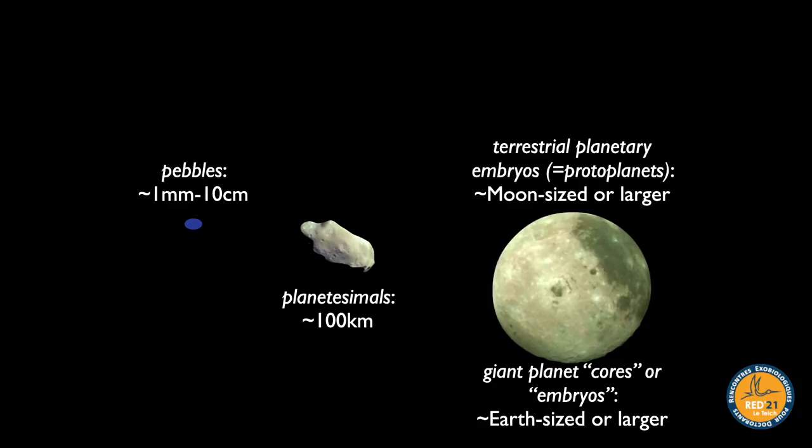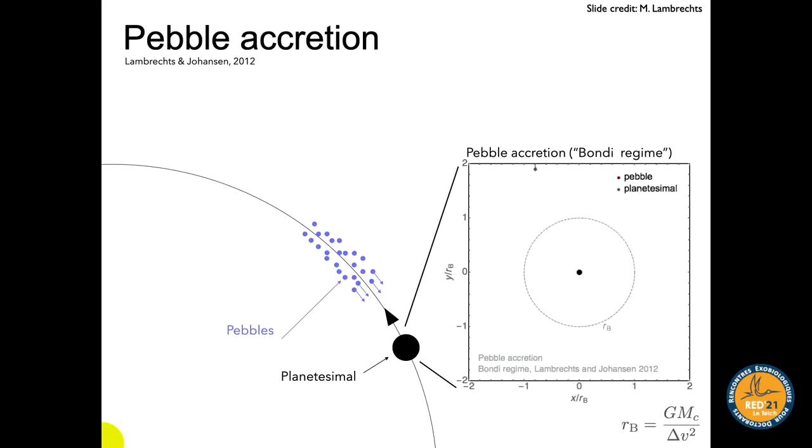Looking back at our cast of characters, we've got pebbles and planetesimals. Now what happens when pebbles and planetesimals are together at the same time? That's going to lead us to forming even larger things, and that leads to a process called pebble accretion. Here the idea, in a simple cartoon again, is that the black dot is a large planetesimal that has formed, and the blue things are pebbles.